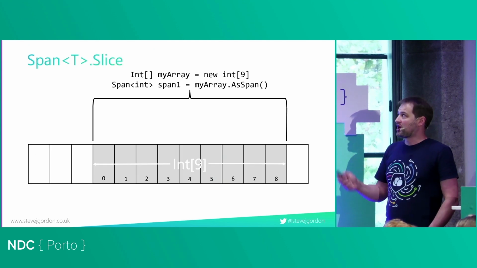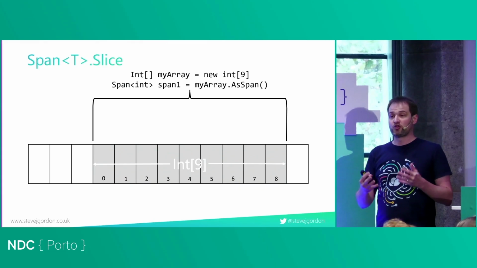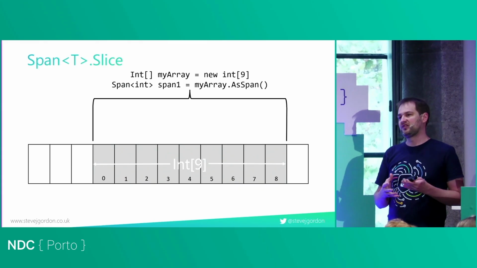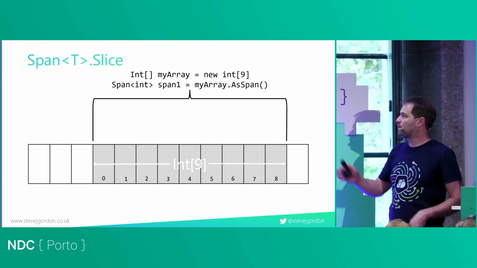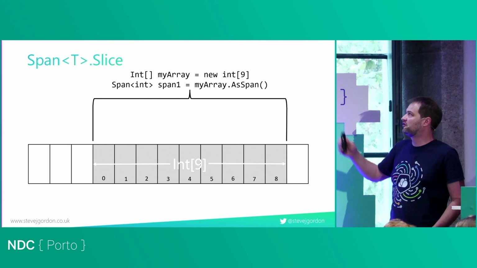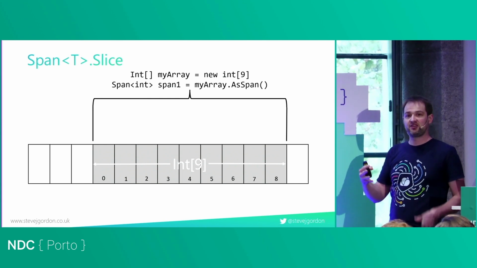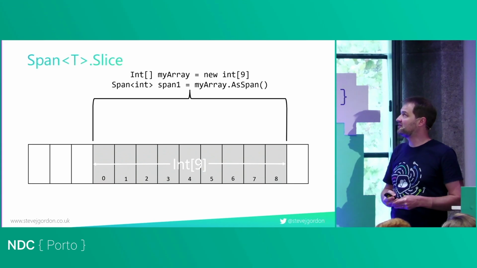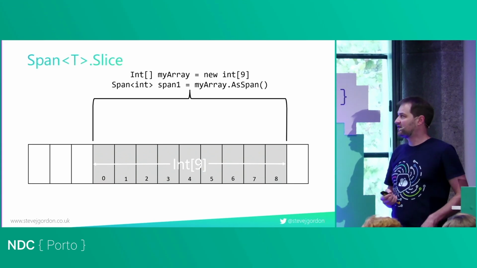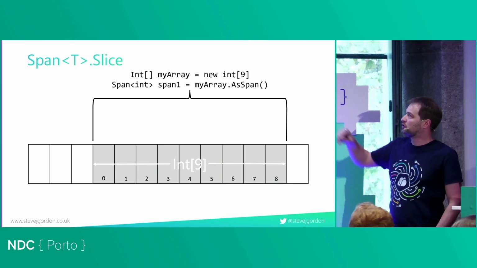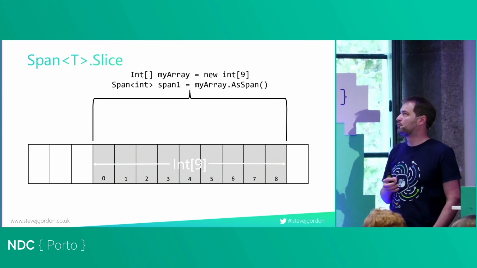One of the key operations on Span that's the most valuable, really, is this idea of slicing data or slicing memory. So here what we do is we start by creating a new integer array of 9 elements, and then we call AsSpan on there to get a Span<T>, a Span<int> in this case, over that data. And so these two local variables here would point to the same portion of memory.